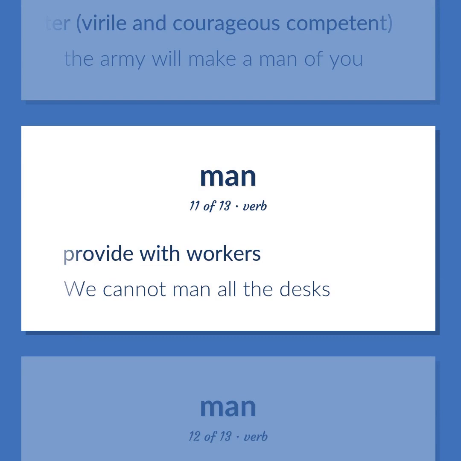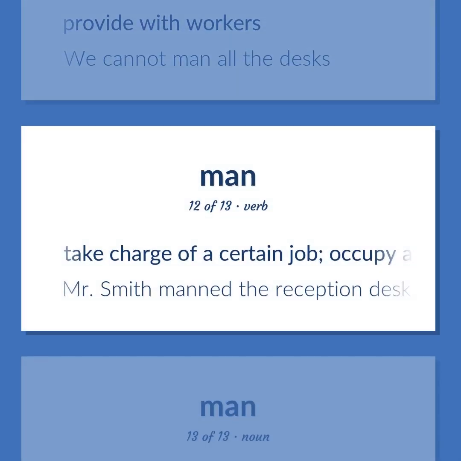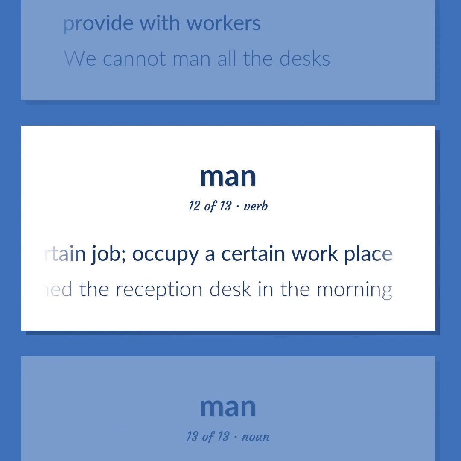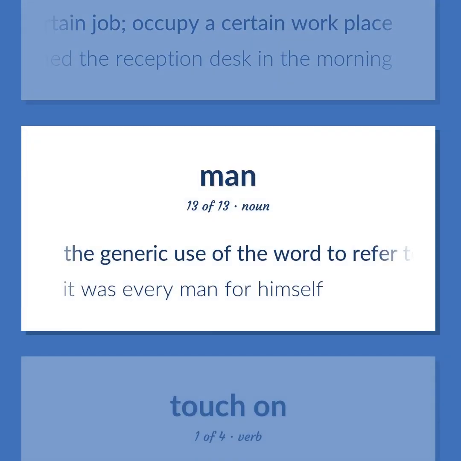Provide with workers. We cannot man all the desks. Take charge of a certain job. Occupy a certain workplace. Mr. Smith manned the reception desk in the morning. The generic use of the word to refer to any human being. It was every man for himself.